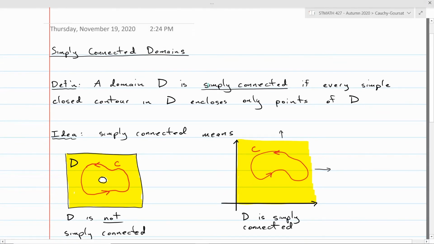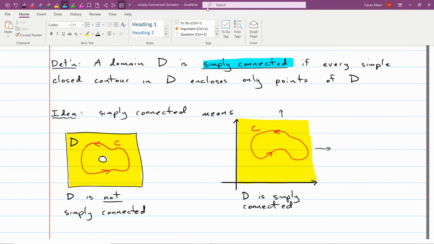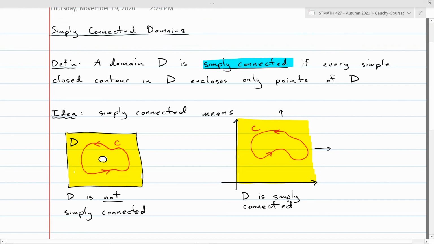So, a little definition here. We say a domain D is simply connected if every simple closed contour in D encloses only points of D. So you can't have a simple closed curve in D that encloses some point that's in the complement of D, because that would essentially mean that there are holes in the domain. So simply connected just means no holes in D.